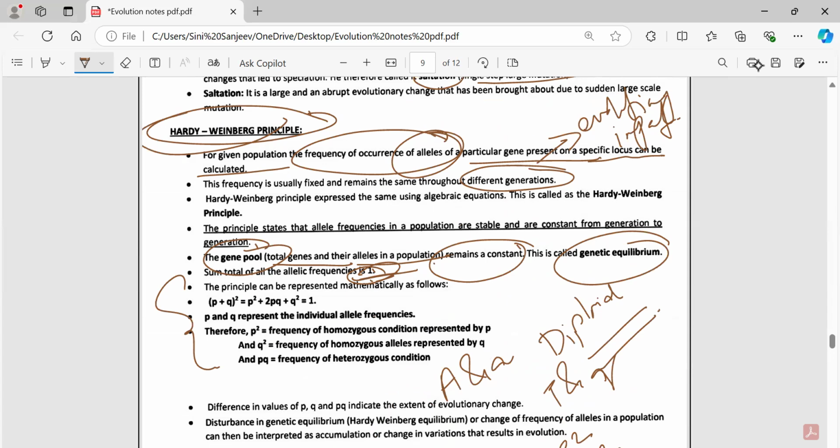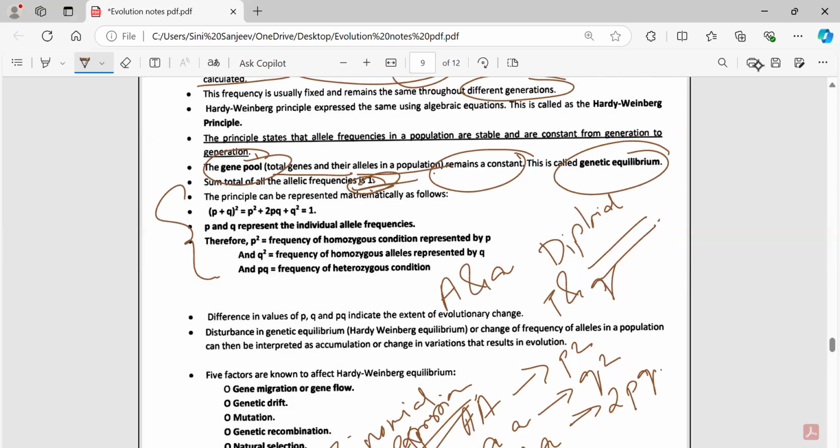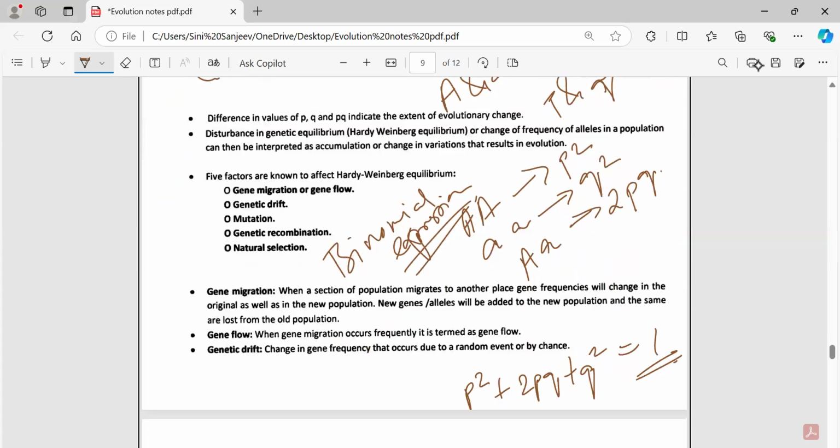They are just going to ask you about the term. This is not in detail for you. It's just for your understanding of how evolution may take place and how the change in allele frequency may impact the degree of evolution. But obviously, there are certain factors which we have to consider: gene migration, genetic drift, mutation, genetic recombination, and natural selection.